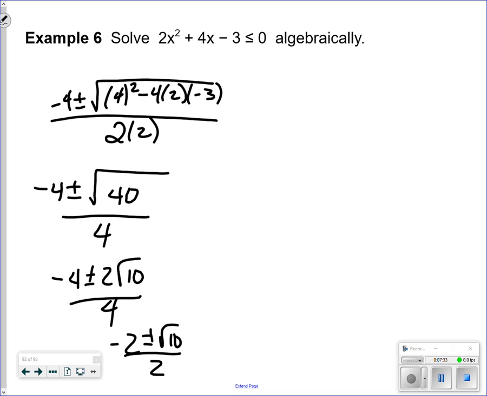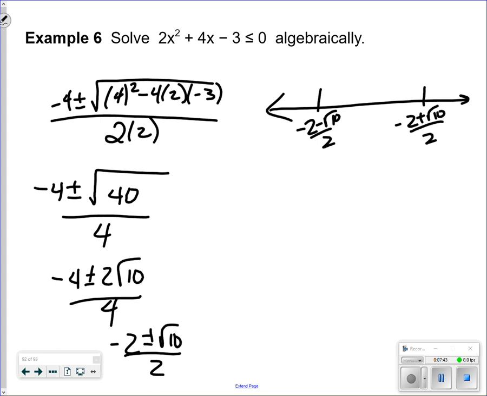Now, this makes for a kind of funny looking number line, don't get me wrong. I got a -2 minus the square root of 10 over 2, and I got a -2 plus the square root of 10 over 2. So I split. I can technically pick any number I want. 0 is just usually the easiest one. Again, there is no rule that says you have to pick 0.